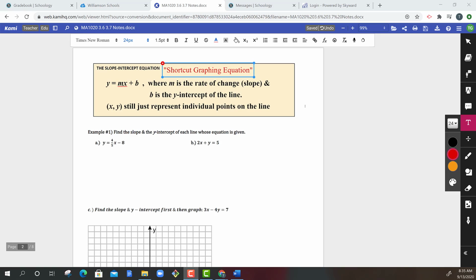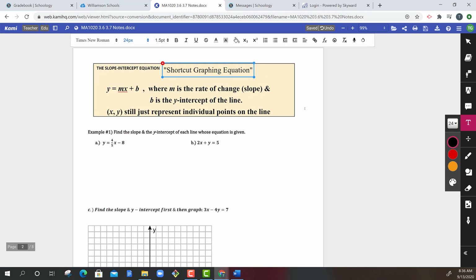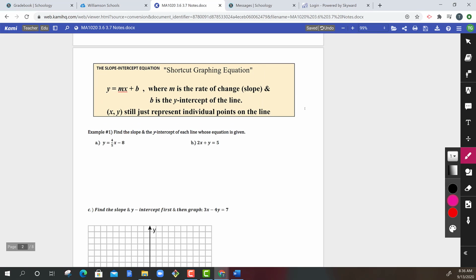So example 1 simply wants us to find the slope and the y-intercept of each line whose equation is given. So it's pretty simple when y is already isolated. So notice in general form, y has to be by itself, and we have y by itself in this first problem.